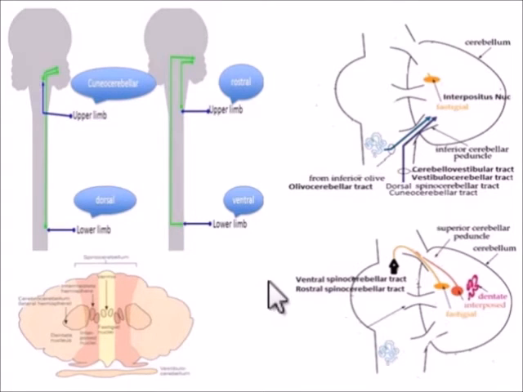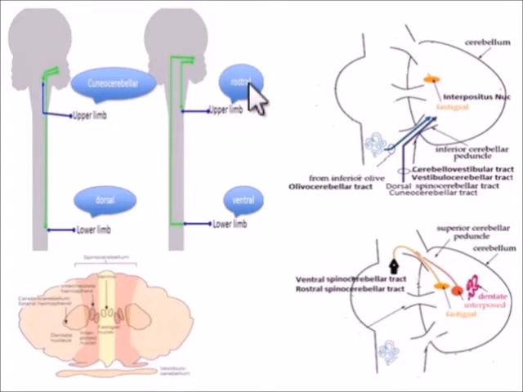If I summarize here, I said that from the lower part of the trunk and lower limbs arise the anterior spinocerebellar tract and posterior spinocerebellar tract. The anterior spinocerebellar tract, after crossing the spinal cord, ascends upwards and reaches the midbrain, and from the midbrain it crosses again to reach the spinocerebellum of the same side of the body.